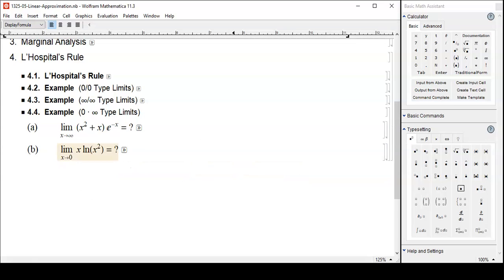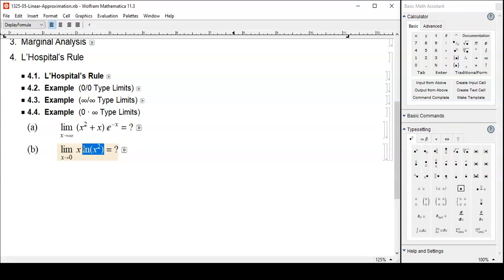Okay, here's another problem. Another 0 times infinity type limit. X is going to 0, that's 0. And then log of x squared, that's actually negative infinity.